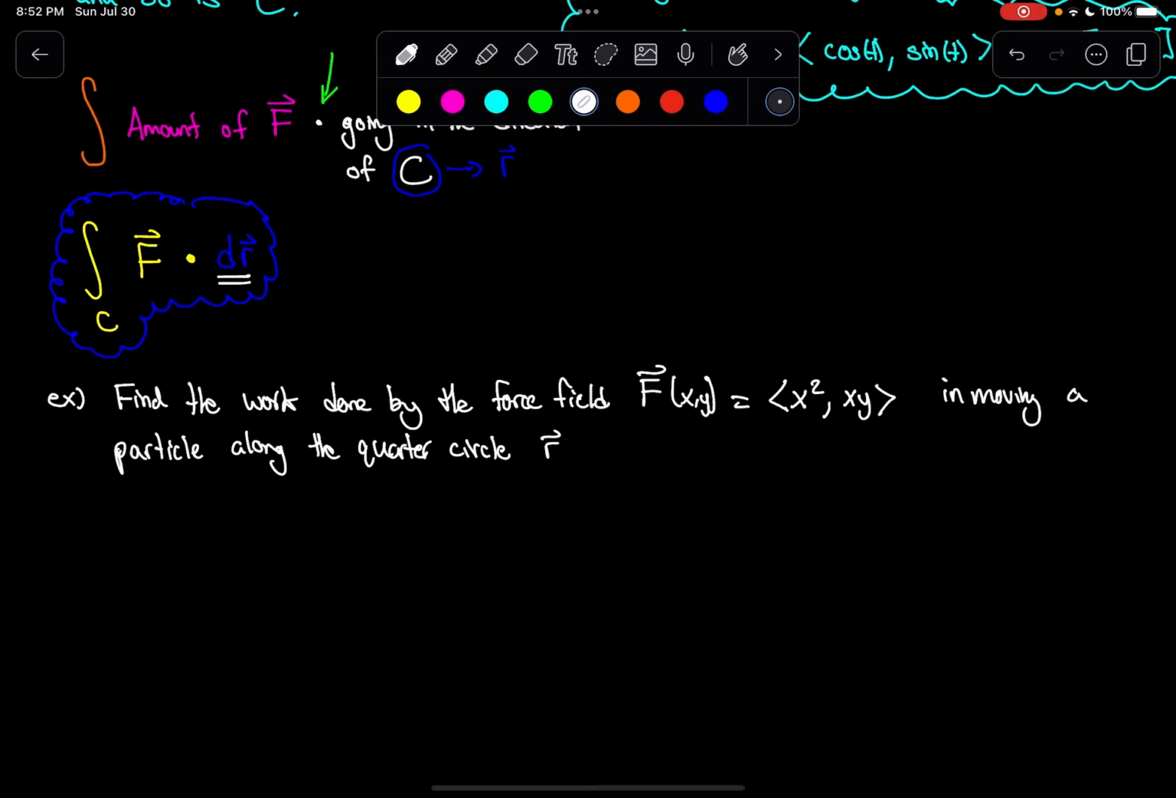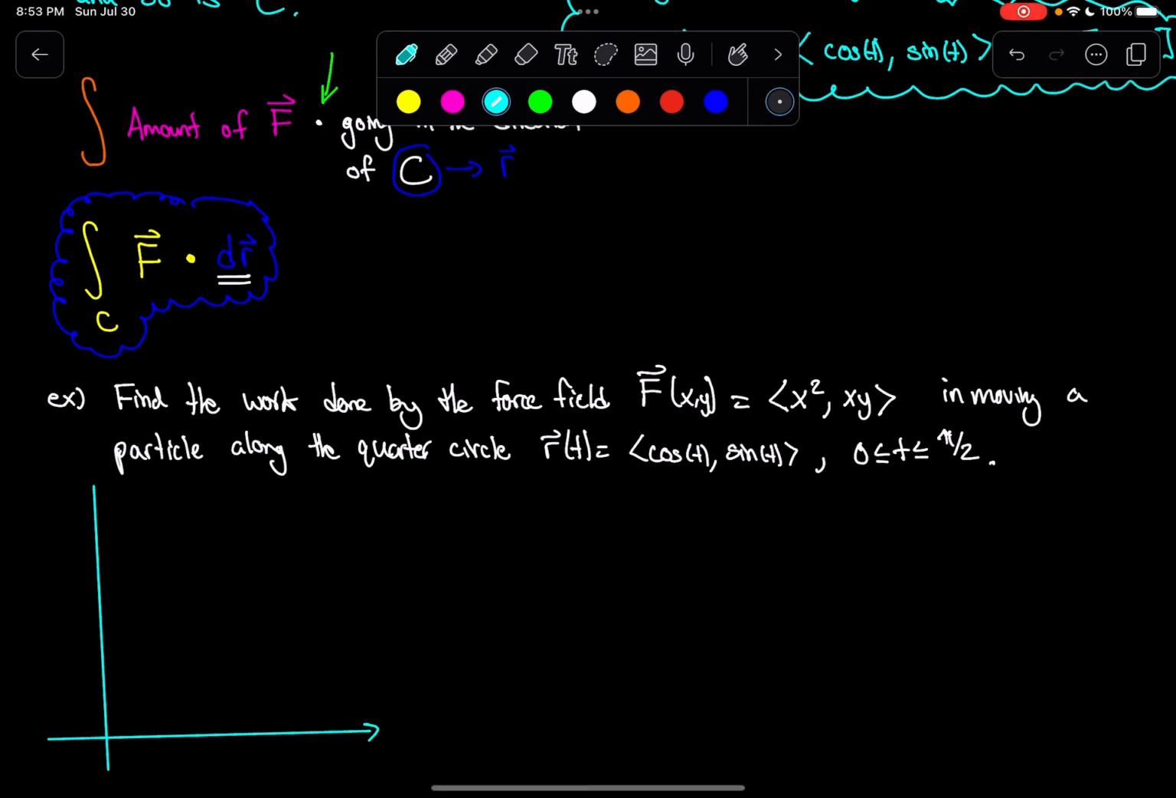given by r of t equals, we'll stick with our unit circle here, cosine of t, sine of t, and we'll just let t go from 0 to pi over 2. We'll keep things simple for our quarter circle, okay? So that's what we're doing. Here's a small little sketch of our path. So we have a quarter circle.